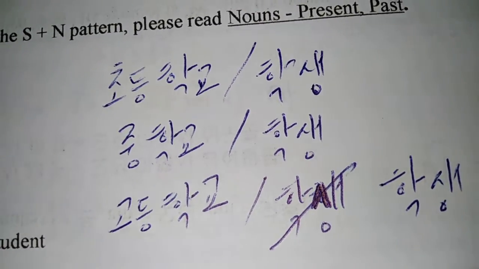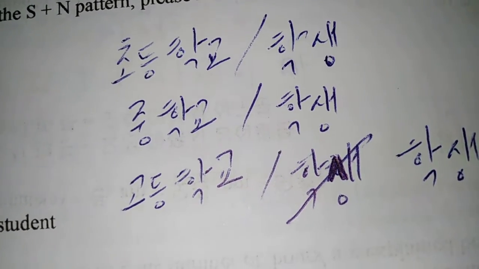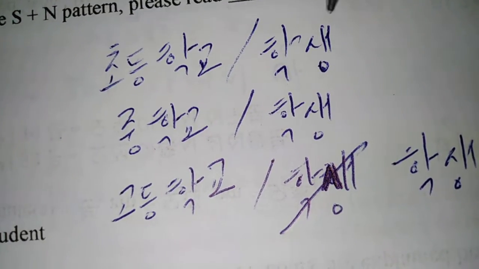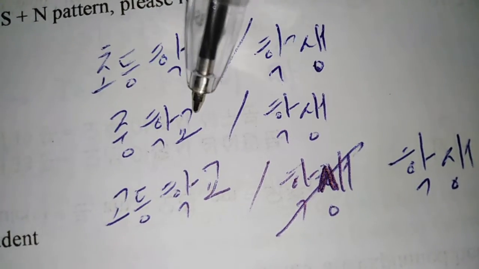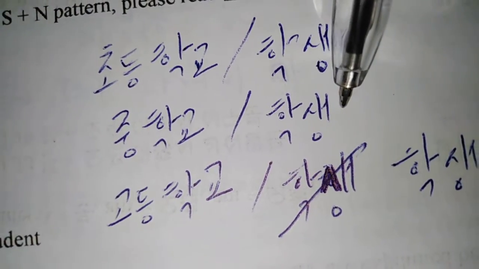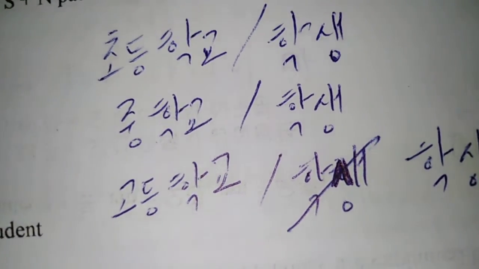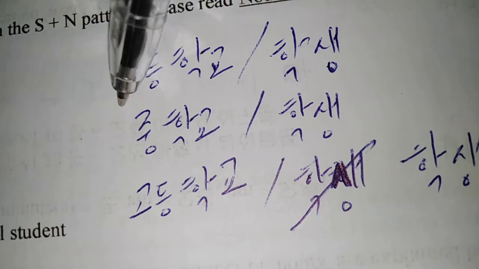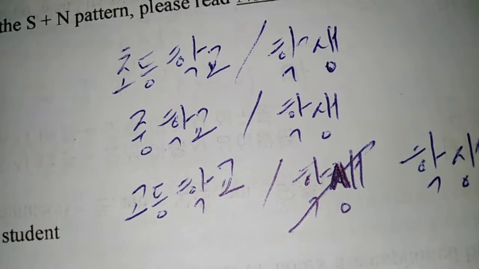So we have elementary school, middle school, and high school. 초등학교 means elementary school. So 초등학생 means elementary school student. Next one is 중학교 or 중학생. 중학교 means middle school, 중학생 means middle school student. 고등학교 means high school. So 고등학생 will be high school student. Usually 초 means first or something elementary. So 초등 means first level.